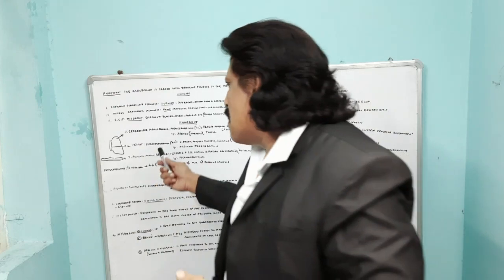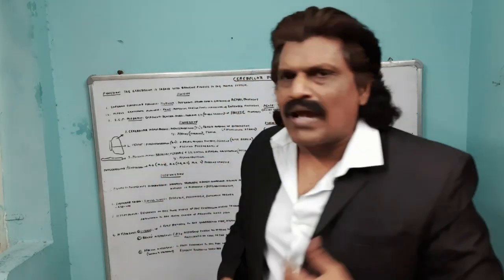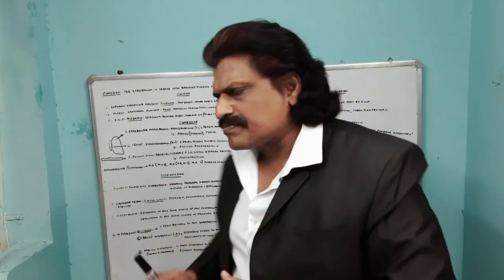So vermis is the recently developed part of the cerebellum, the paleocerebellum, which controls the axial movement, the central part of the movement and locomotion. The typical example which affects the paleocerebellum is alcoholic degeneration.